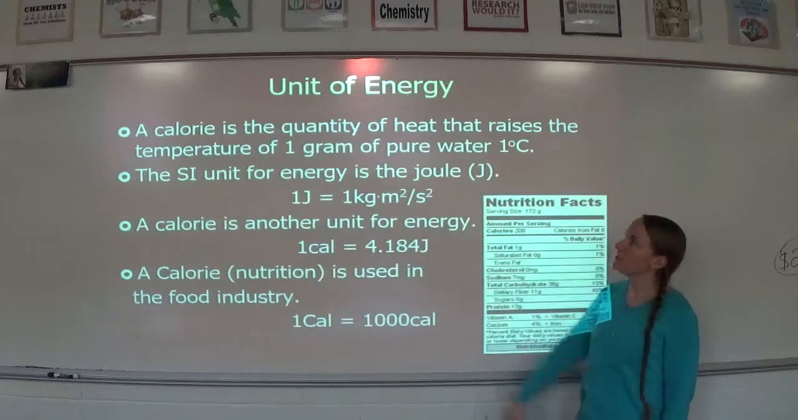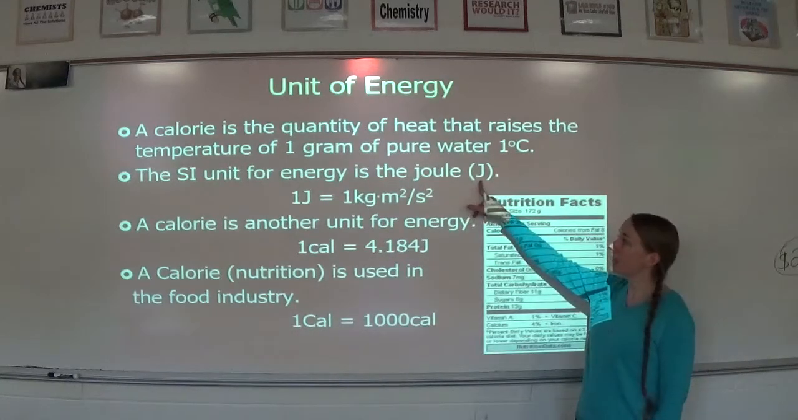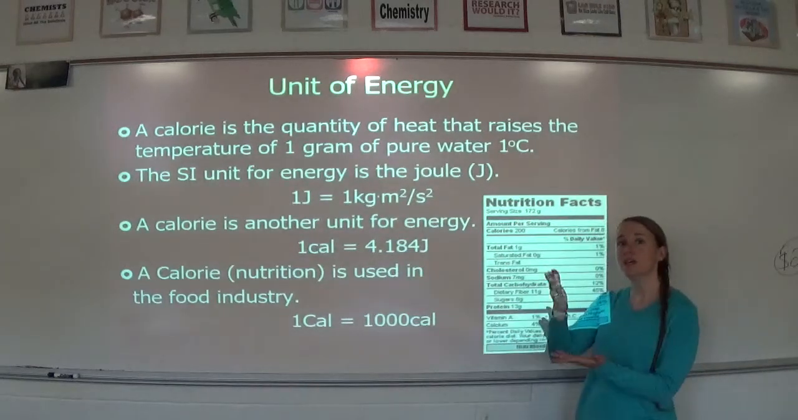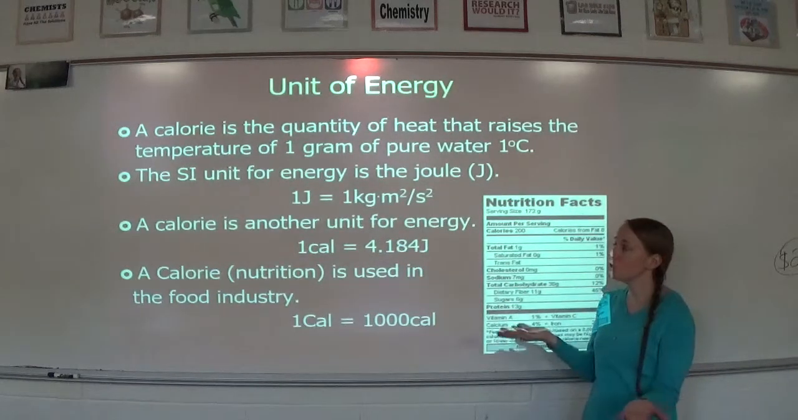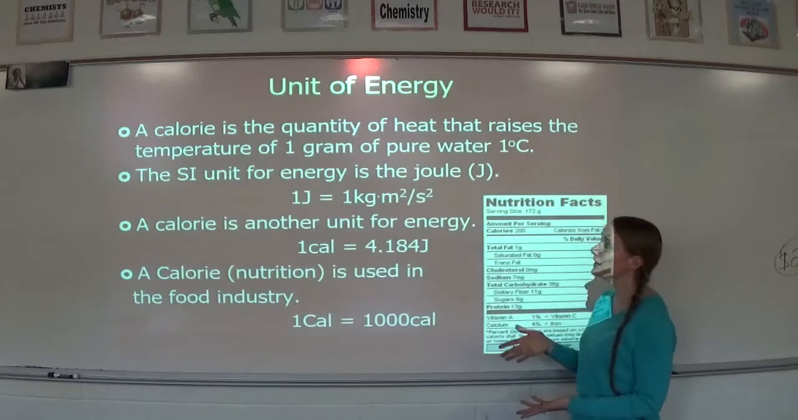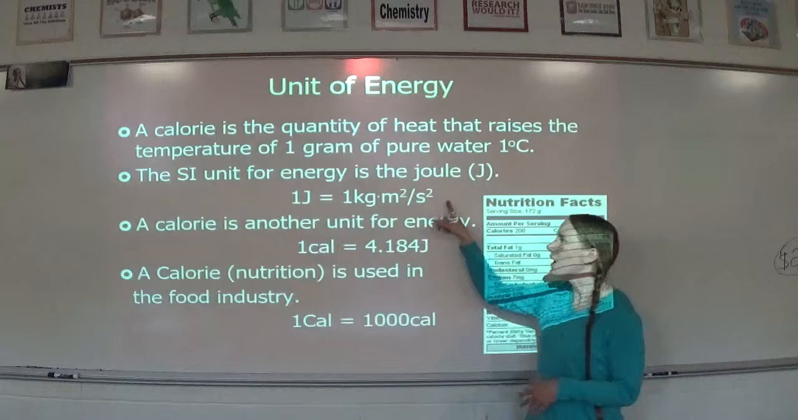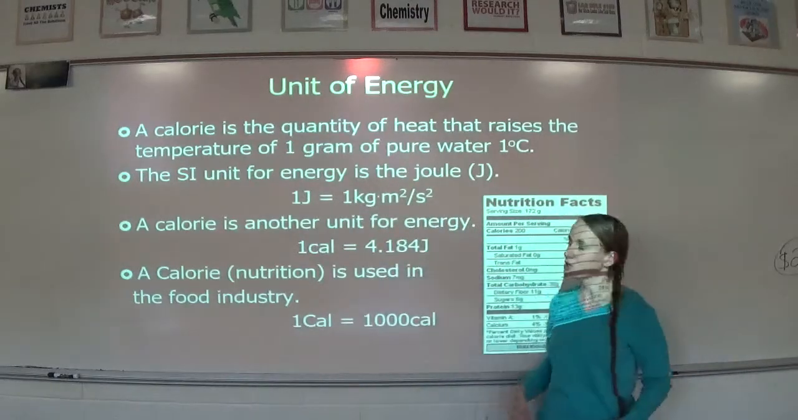The SI unit for energy is the joule. It's represented by a capital J, and a joule just comes from the formula that we plug into, like the mgh for potential energy, or the 1/2 mv squared for kinetic energy. It's a kilogram times meter squared per second squared. So instead of having to write all that every time, we just write joule for J.